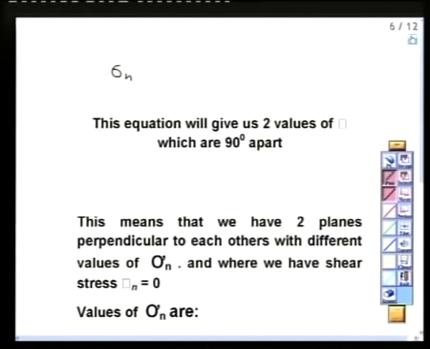Remember the relation between 30 degrees and 150? Okay. So this theta will be repeated every 90 degrees. Then we can say this equation will give us two values of theta, which are 90 degrees apart. They are repeated every 90 degrees.